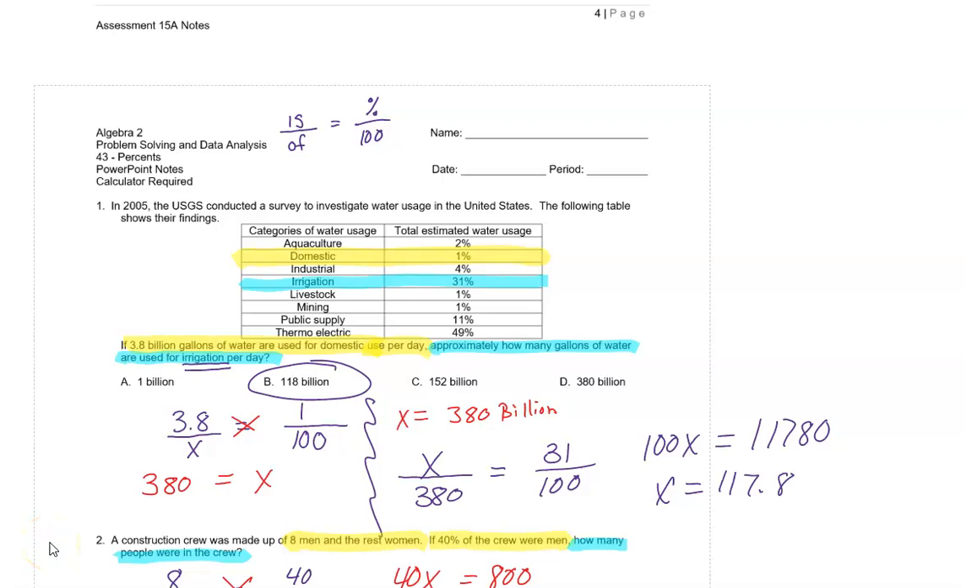All right, moving on to section 43 notes. Before I get into anything today, we are talking about percents. On the very top of this page, you can see I wrote is over of is equal to percent over 100. I'll be using this setup quite a bit on these problems, so I kind of want to explain what's going on. All percents are out of 100.